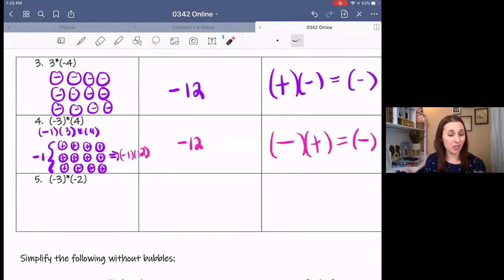In multiplication, that's not the case. The case is that how many negatives are there? If there's one negative, then it makes the whole answer negative.